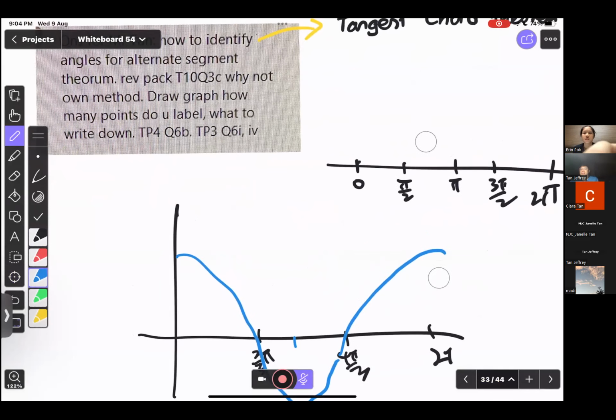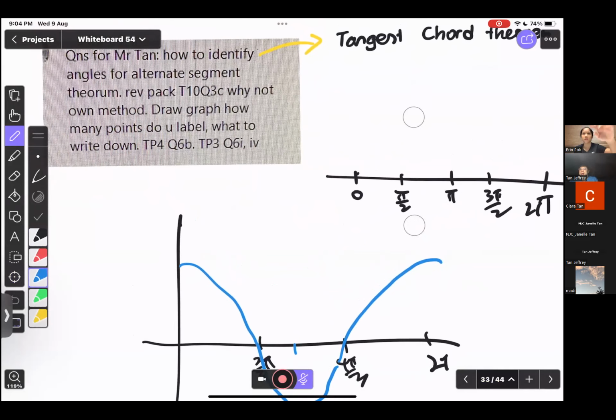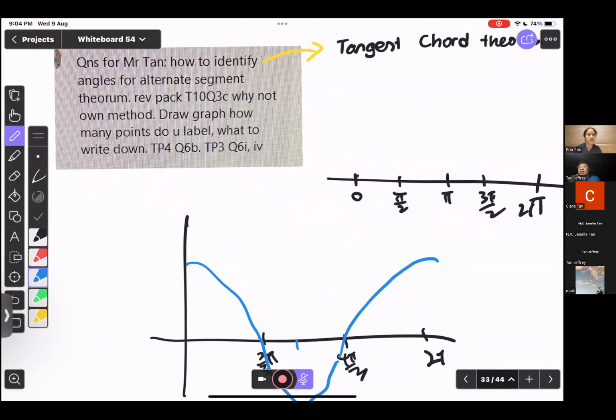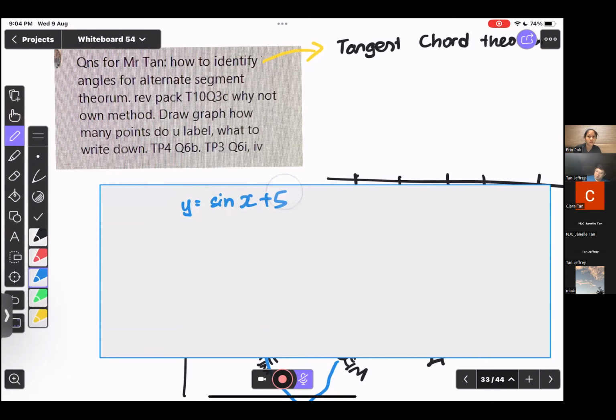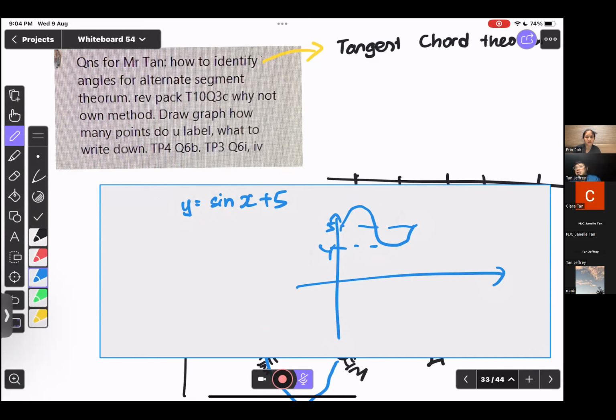So is it that every time it cuts the x-axis, we have to label it? If you can, but not all the time you can. For example, if I tell you to draw y equals sine x plus 5, the graph will be on top. The graph won't even cut the x-axis. So if there's translation, you will not cut the x-axis at nice values. That's why you cannot draw.